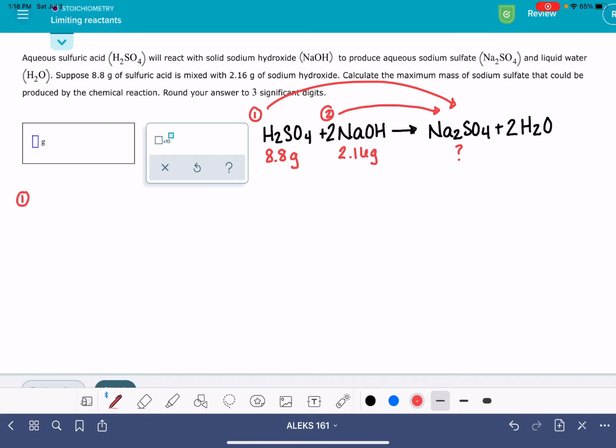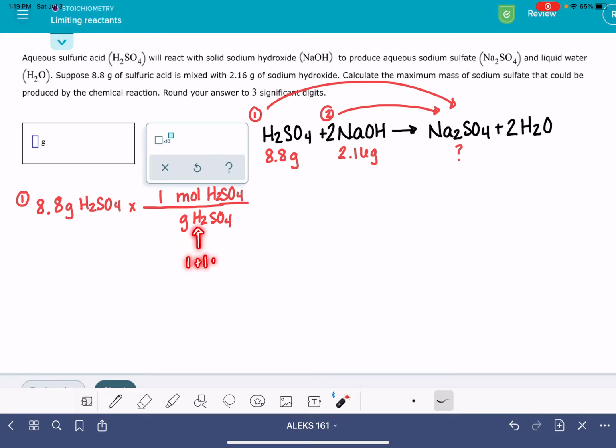So for the first calculation, we're going to start with our mass of sulfuric acid, 8.8 grams, and we are going to convert that 8.8 grams of sulfuric acid into moles of sulfuric acid. We want the gram H2SO4 unit down on the bottom so that it cancels itself out, and we want to convert into moles of H2SO4. The conversion from gram to moles is done using the atomic masses of all of the atoms in this formula. So we have 2 hydrogen atoms, we have a sulfur atom, which is 32, and then we have 4 oxygen atoms, which are each 16.